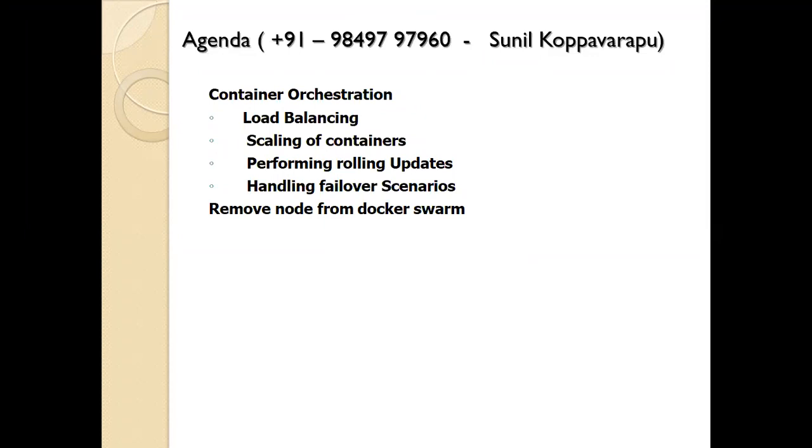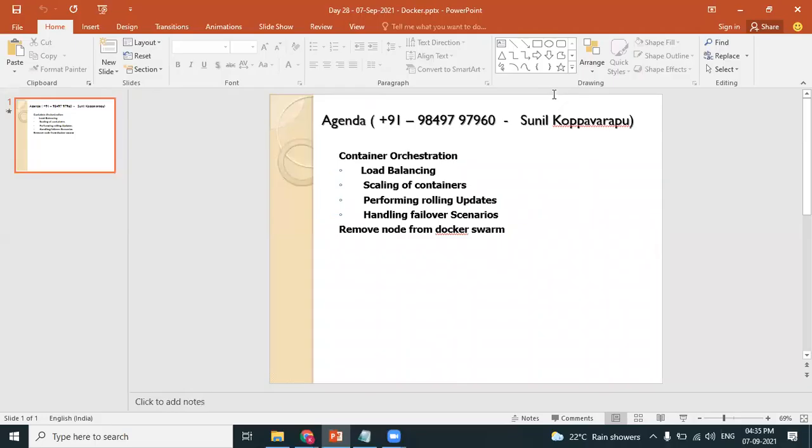Orchestration. So Docker Swarm is an example of an orchestration tool in which we can perform load balancing. We can perform scaling of containers, perform rolling updates, and handle failure scenarios. These are the advantages of an orchestration tool. We already have created a distributed environment. I hope you remember we have created one manager machine and 2 worker machines. Please have a look at the AWS.